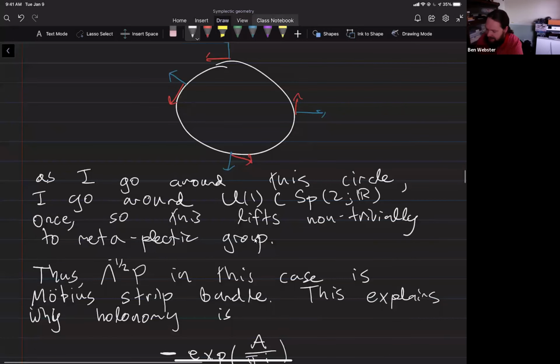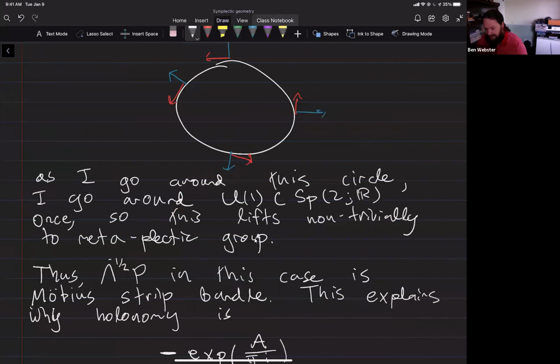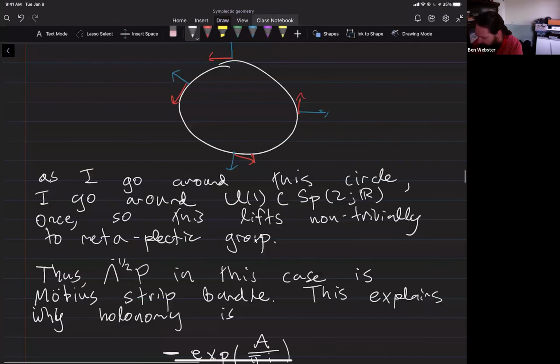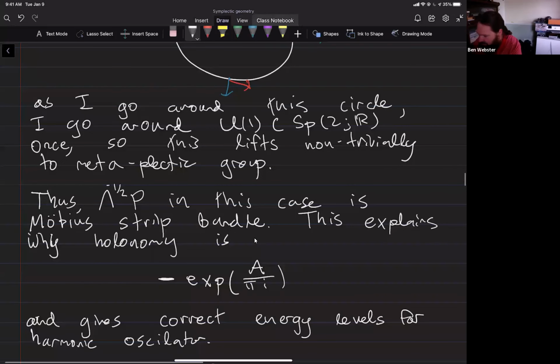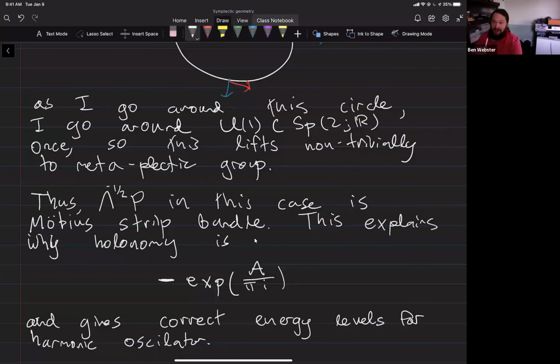So what happens in this case is that the half forms are not a trivial bundle. They're the bundle where when I go around the circle, I glue by -1. The real version of that is the Möbius strip. All of this is a long way of getting to something I had talked about before: if you just naively interpret this, you get trivial holonomy around this circle.